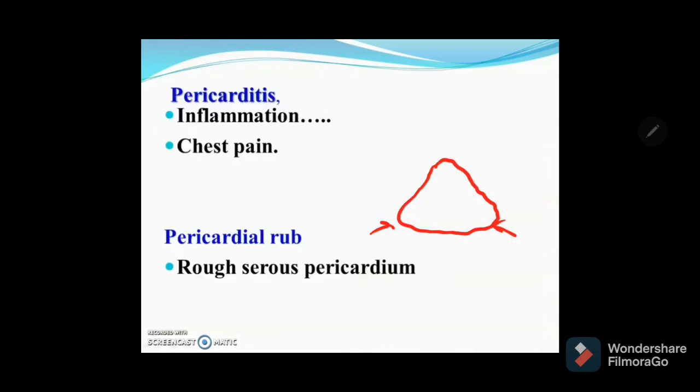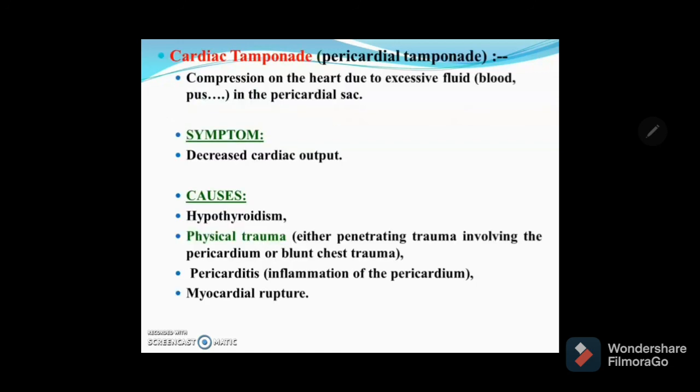So this is the enlarged part. And pericarditis is nothing but the inflammation of the pericardium. It happens in a lot of conditions, viral infections, bacterial infections, autoimmune conditions, and even in case of metastasis of cancer. Then pericardial rub is nothing but the rough serous pericardium. It is a typical auscultatory finding. Cardiac tamponade is the compression of the heart due to excessive collection, which may be blood or pus.